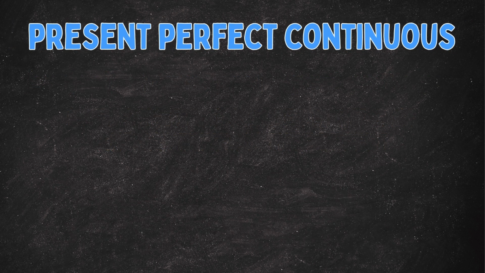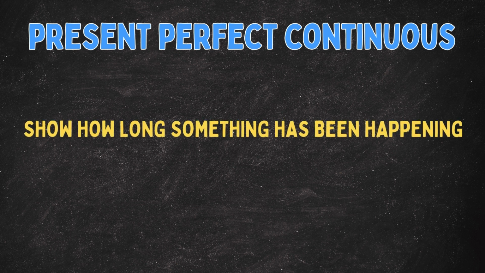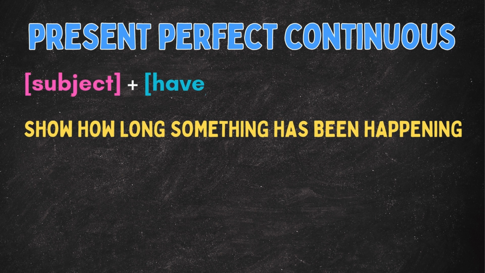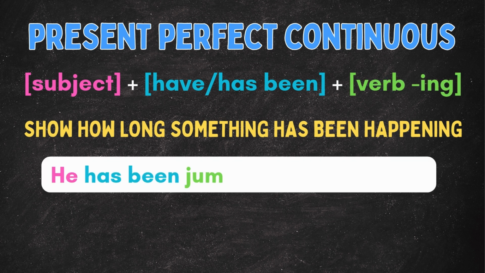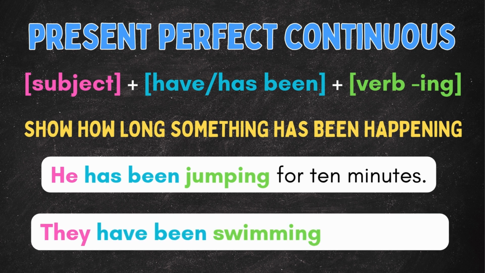Present perfect continuous. We use the present perfect continuous to show how long something has been happening. The sentence structure consists of subject plus have or has been plus verb with ing. For example, he has been jumping for 10 minutes. They have been swimming since noon.